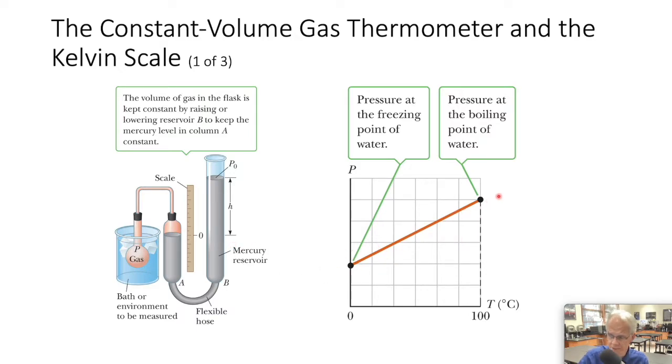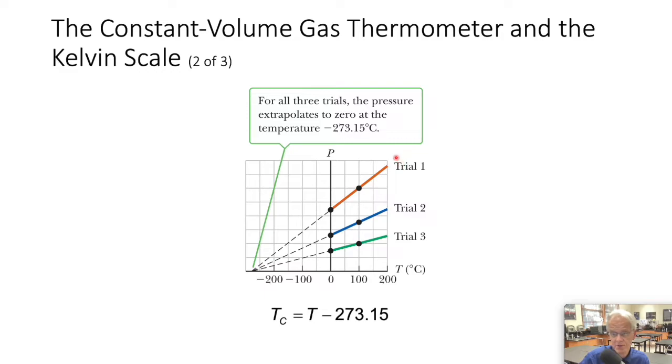So what we can do is we can take these two points, plot them on the graph, and draw a line and use this to calibrate it. That way we can find out any sort of unknown temperatures. What we can also do is we can extrapolate this. We can make these graphs go back all the way to where pressure is 0.